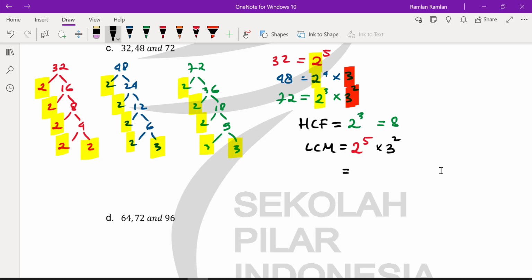Now if we calculate this, you can use a calculator, guys. So 2 to the power of 5 is 32, and then 3 to the power of 2 is 9. So just multiply these numbers, and that'll be equal to 288. So you can try the same method with this question, okay?